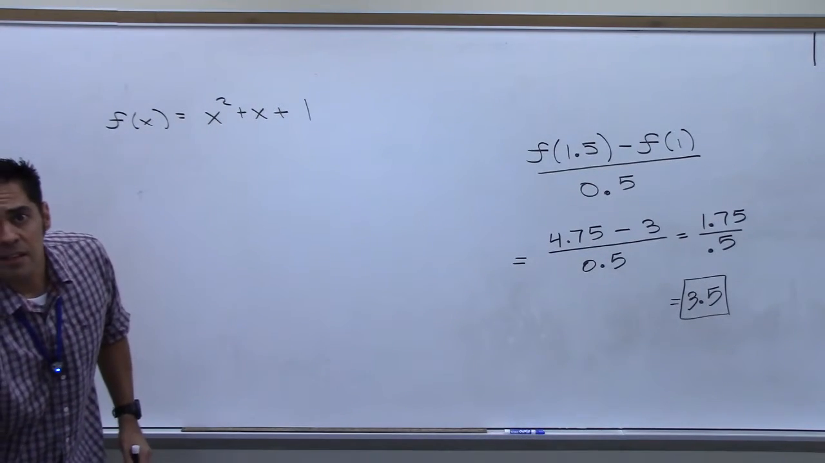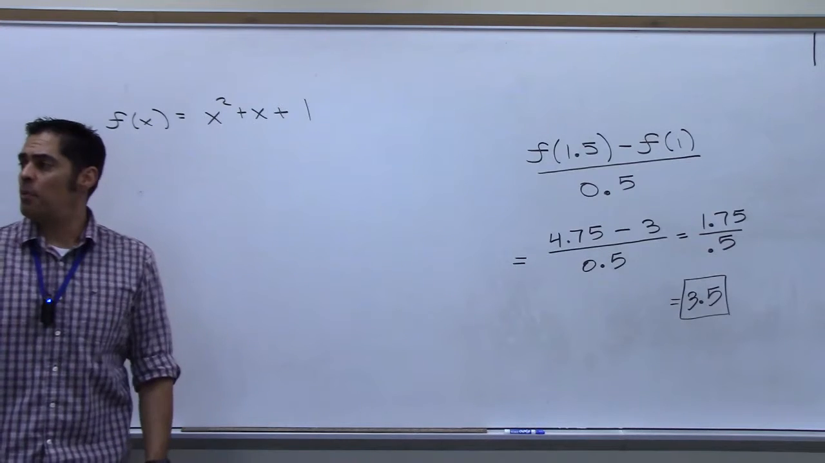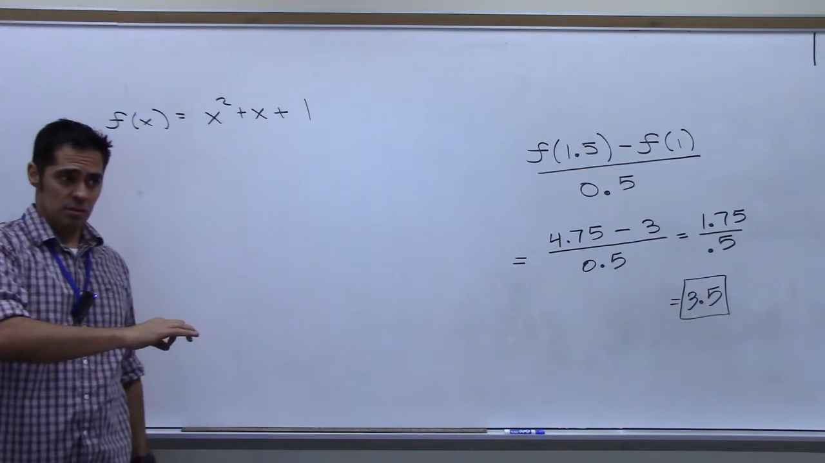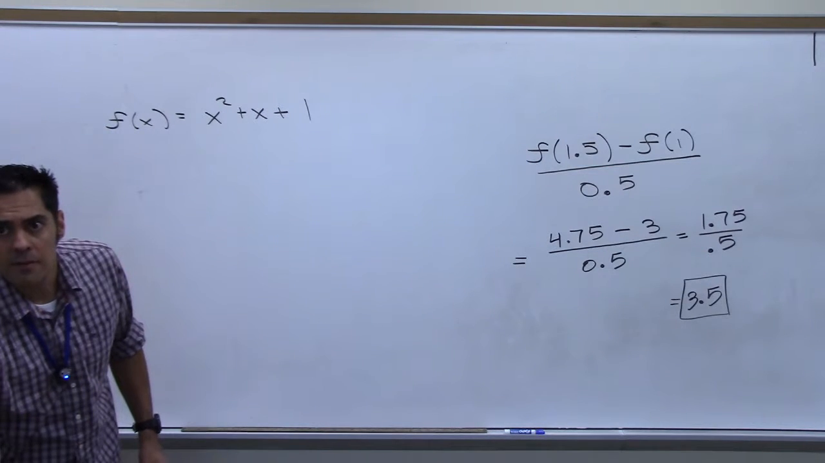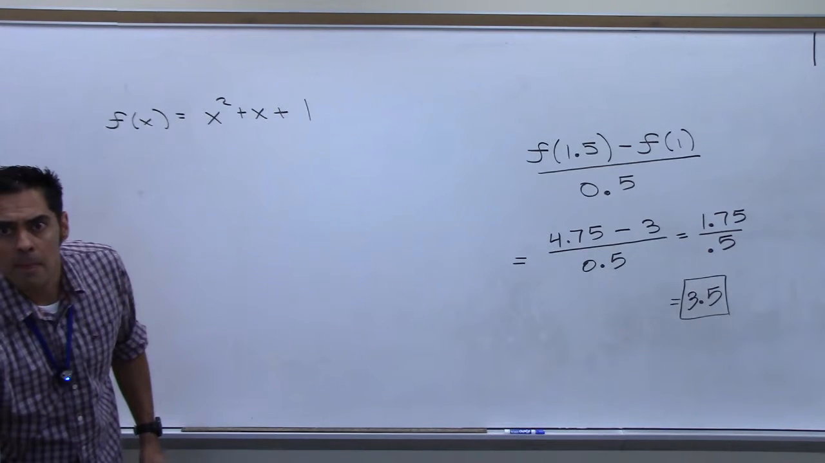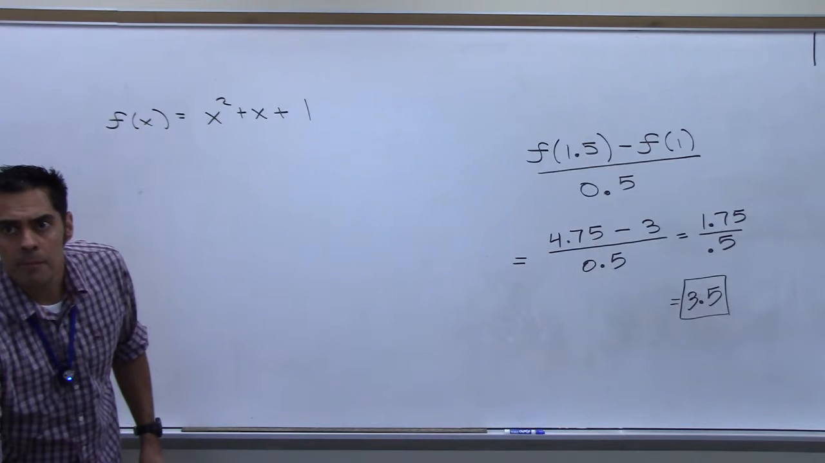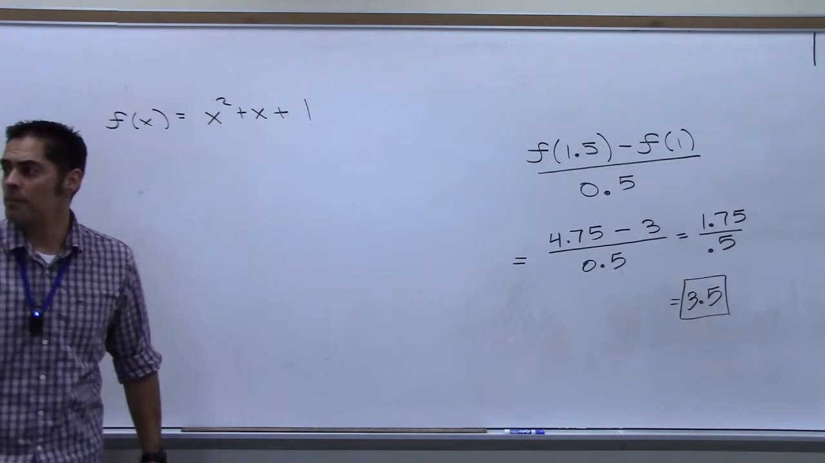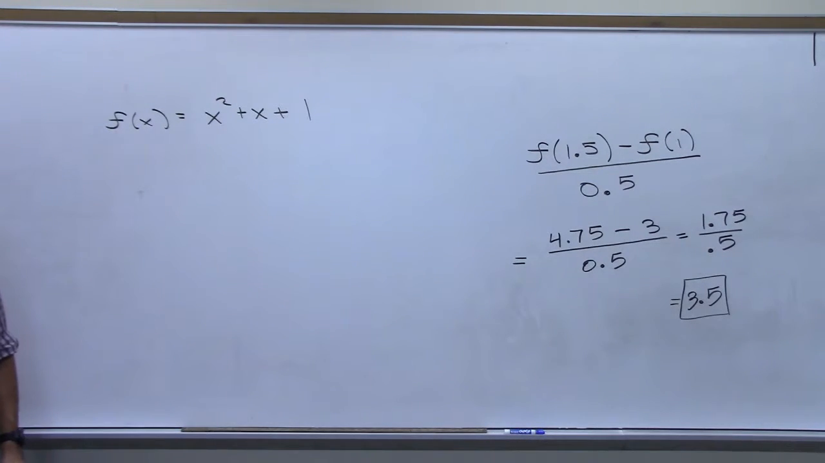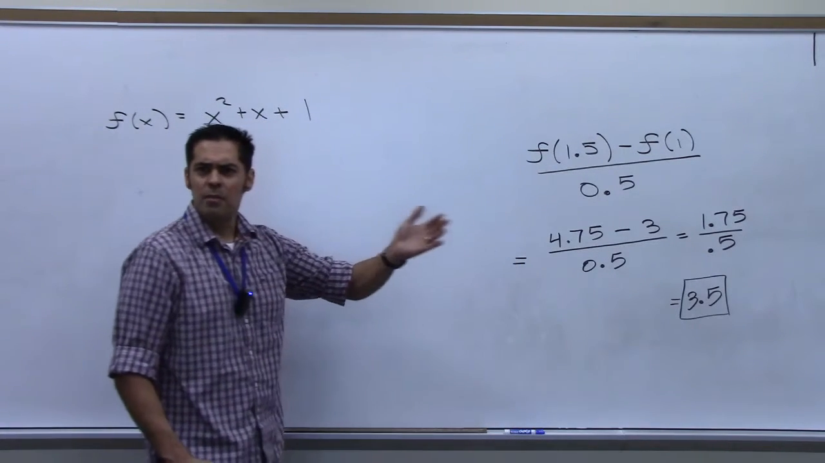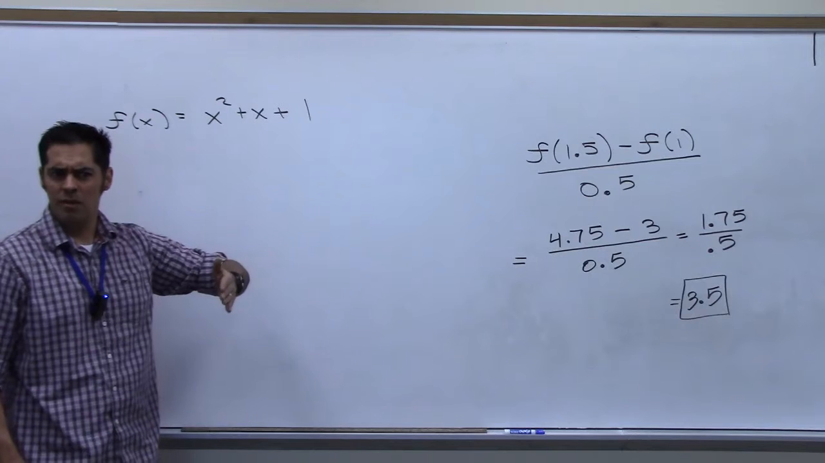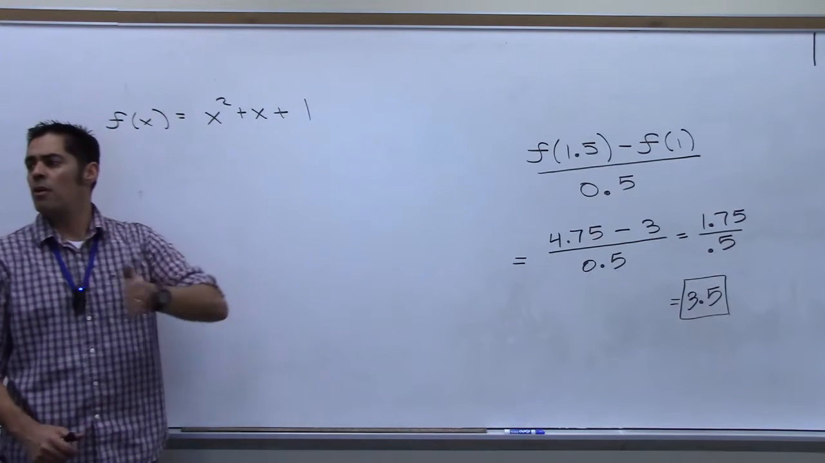And then on part C, they want h to be 0.01, which is even closer. So let me move that even closer. I'm going to have to open this up. There we are at 1.01. What's the slope? 3.01. So we were at 3.5, then we were at 3.1, and now we're at 3.01.